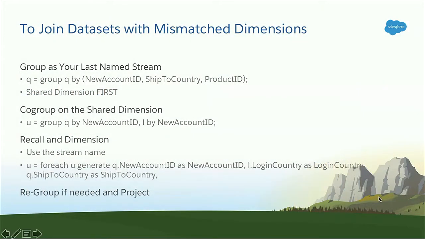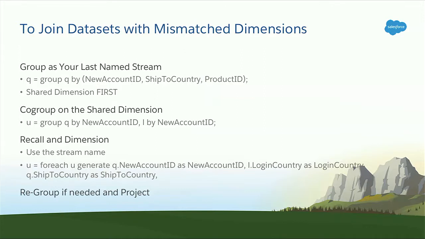So to join data sets with mismatched dimensions, group as your last name stream. In the case of the queue, which is my orders, group there by my shared dimension first. That's going to be my grain. Then I co-group my two data sets on that shared dimension, so new account ID. Then I recall that dimension using the stream name. In this case, I had Q, which was order, and I had L, which was login. Then I can just recall those dimensions which were mismatched by just using the letter.